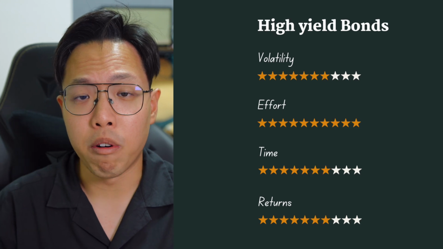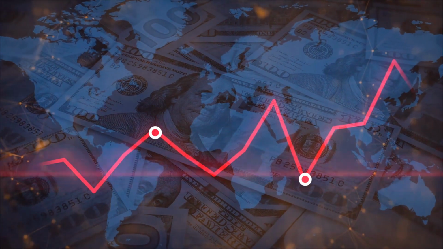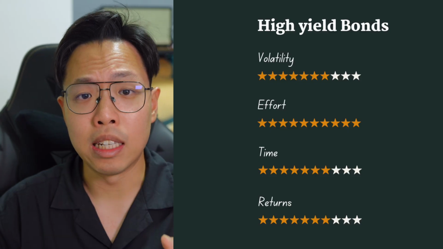Now we talk about the second type of bonds, high yield bonds. Now, high yield bonds in terms of volatility, I would say this is 7 out of 10, very similar to buying individual stocks. However, in terms of effort, I would say this is a 10 out of 10, because it's actually not very easy to understand the debt structure of a company.